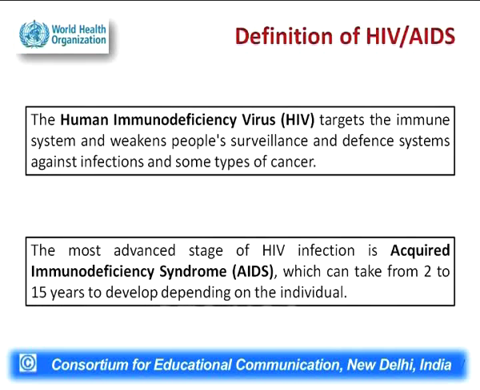The most advanced stage of the HIV infection is called acquired immunodeficiency syndrome. It is called acquired because this syndrome is acquired during the lifespan, and because the immune system is getting weakened, it is called an immunodeficiency syndrome. It generally takes about 2 to 15 years to develop, depending upon the individual's immune system. But the immune system is the one majorly affected by this HIV virus, which grows within the immune system cells and then goes into the most advanced stage of the infection, called the AIDS syndrome.